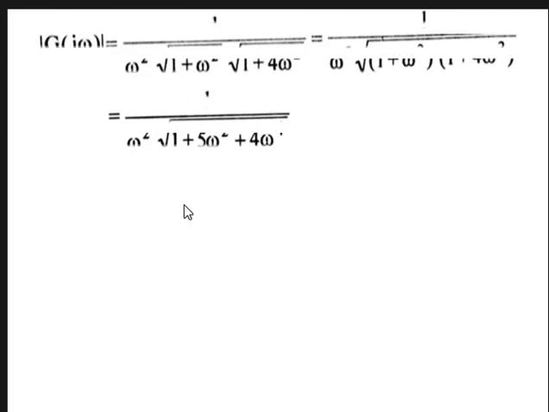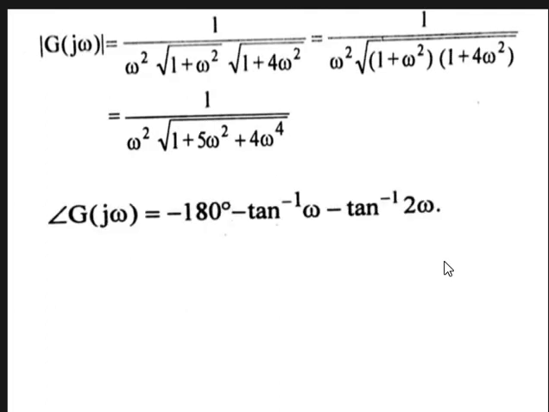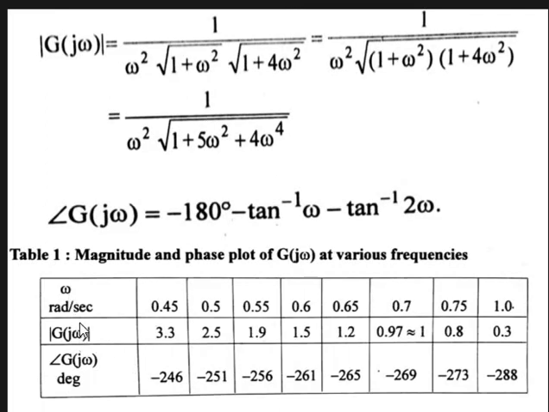Now the magnitude formula and phase formula. This is the phase and corresponding magnitude table. Here the frequencies are 0.45, 0.5 and so on up to 1.0. Here the two corner frequencies are included in this table. Generally we take omega equal to 1, omega equal to 10, omega equal to 100 like that.